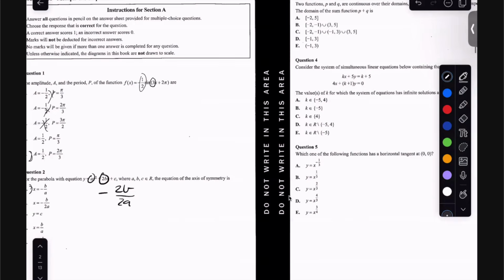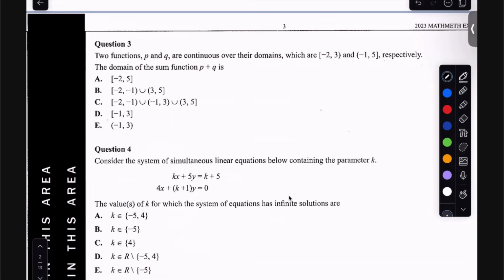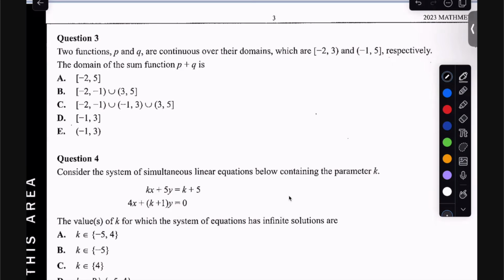Question 3. The two functions p and q are continuous over their domains. The domain of the sum function, p plus q, should be the intersection of the two domains. So this one goes from negative 2 to 3, and this one goes from negative 1 to 5. So it should just be negative 1 to 3, I think. Yeah, so that's just what's included in both of them.